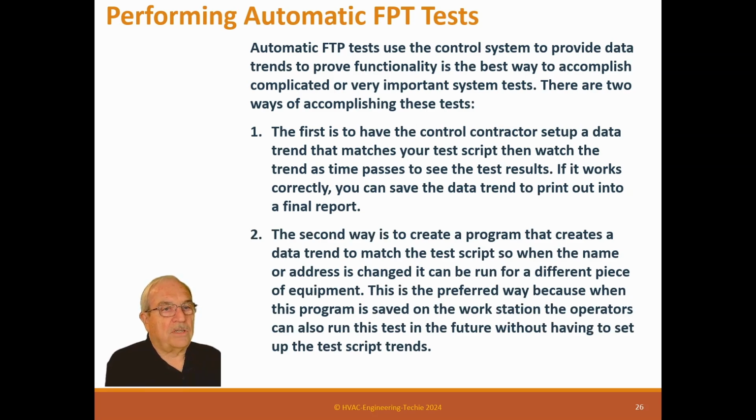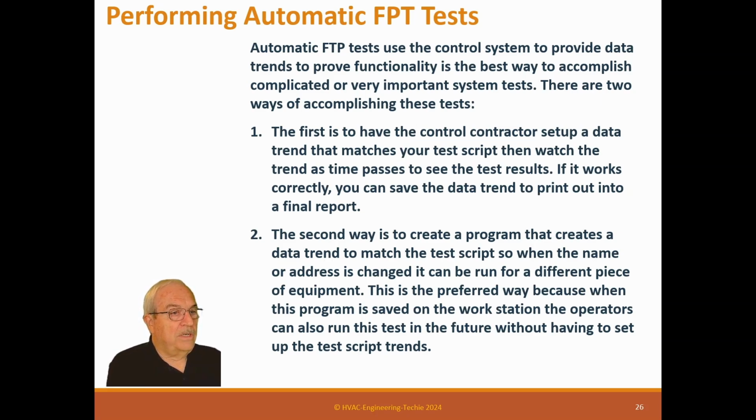The second way is to create a program that creates a data trend to match the test script so that when the name or address is changed, it can be run for different pieces of equipment. This is the preferred way because when this program is saved on the workstation, the operations can also run the test in the future without having to set up the test trend.